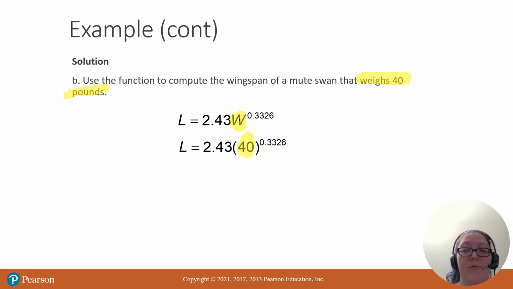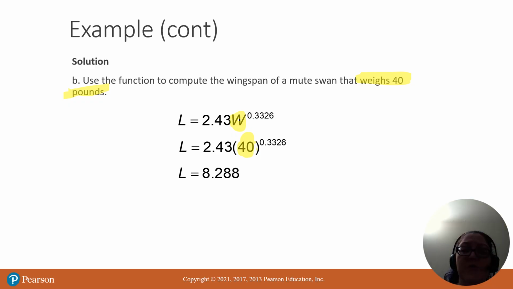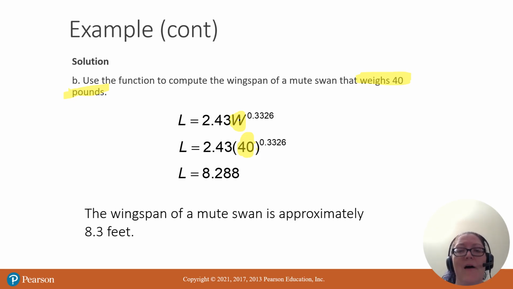Remind yourself, order of operations comes first, and so the exponent will come before you do the multiplication. And guys, this is one that you're not going to know by hand, so go ahead and use a calculator to help you compute it. So you're going to put 2.43 times 40 to the power of 0.3326, and you're going to get L is approximately equal to 8.288. Now, what that means is that the wingspan of a mute swan that is approximately 40 pounds in weight should have a wingspan of 8.3 feet.